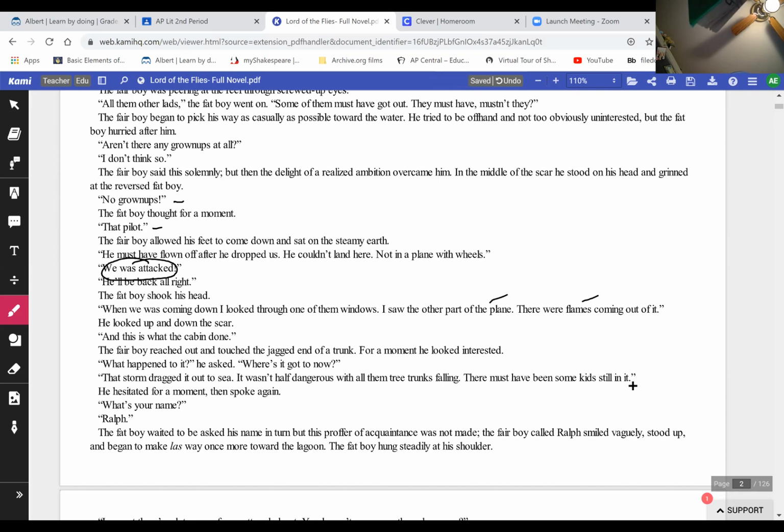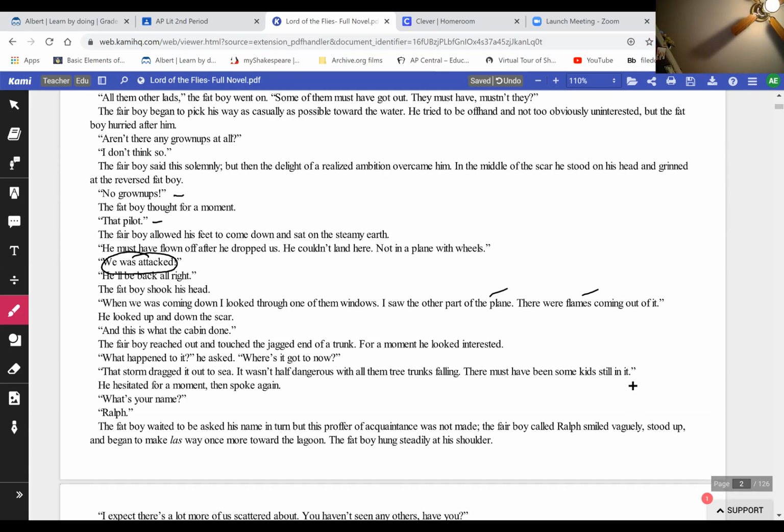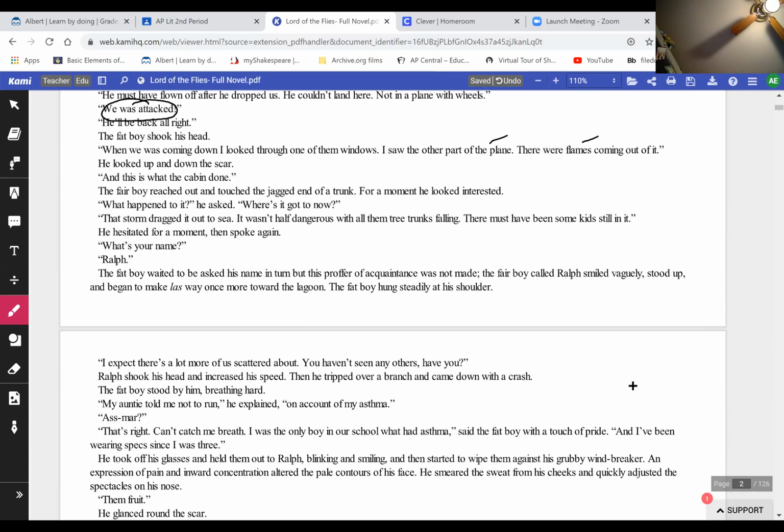So, letting us know exactly what's been going on. The cabin's what caused the scar, right? We then get immediately this here with Ralph. "What's your name?" Piggy asks Ralph. And the fat boy waited for his name, but Ralph, there's a rudeness here.